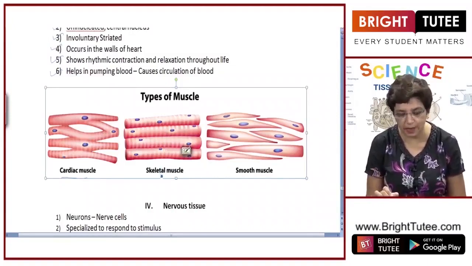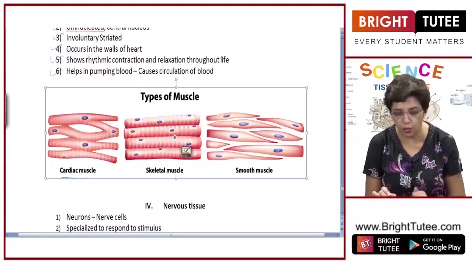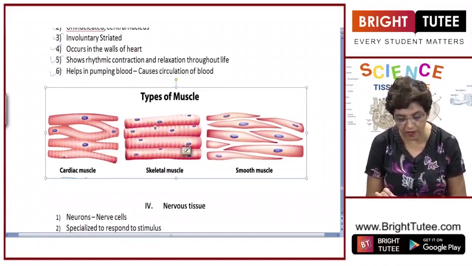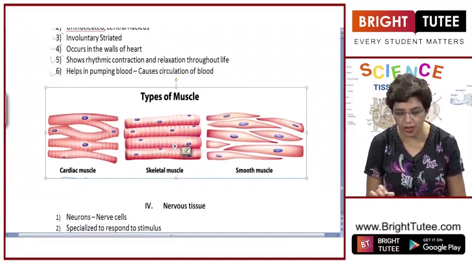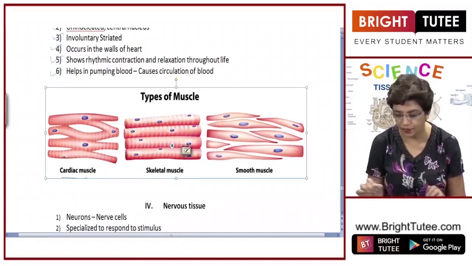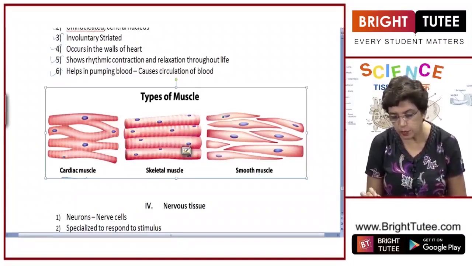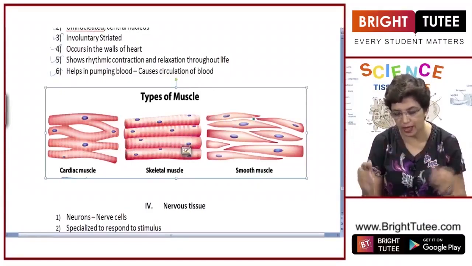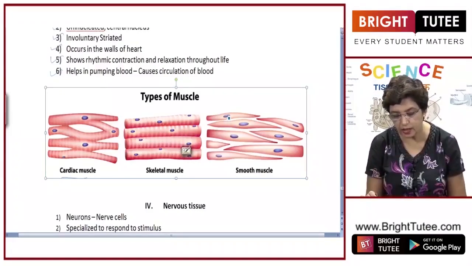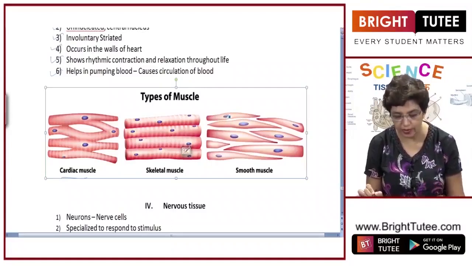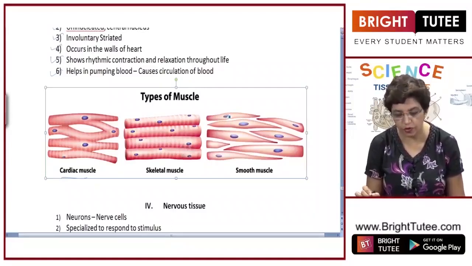Then comes the skeletal muscles, also called striated muscles. They are multinucleated. Each cell contains more than one nucleus, but the nuclei are peripheral. They also have large dark and light bands. They are cylindrical, non-tapering and unbranched. The smooth muscles are spindle shaped with both tapering ends, uninucleated. They do not have bands. The nucleus is central. So these are the three types of muscles.